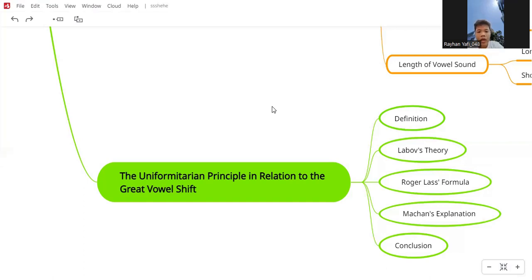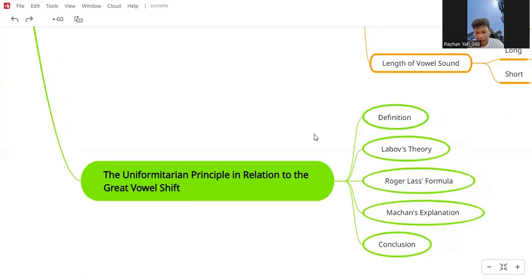Okay, so for example, in present day English, we have open and closed vowels. So we can assume that earlier forms of English also had open vowels and closed vowels too, even though these may have differed from present day English slightly. So it goes on to explain more about this uniformitarian principle.